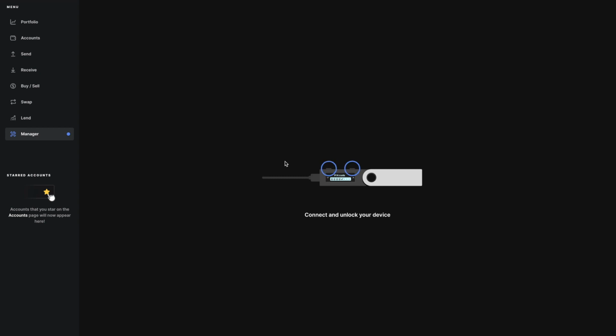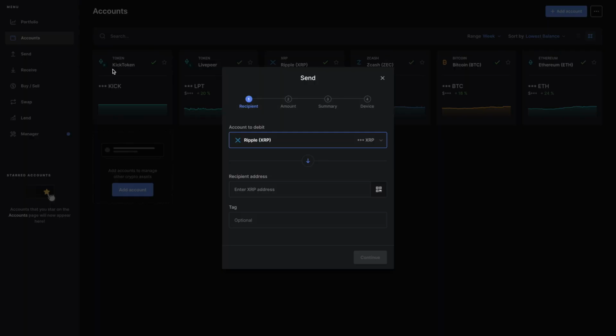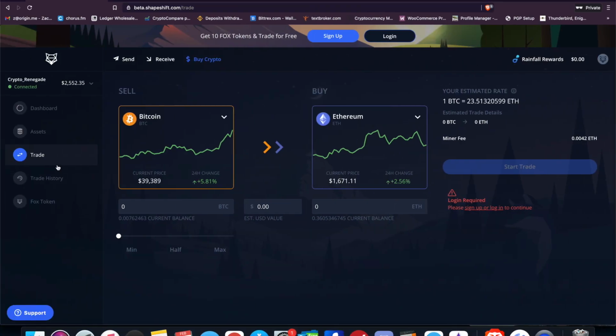I don't have my Ledger device in front of me here, so I can't show you that, but it's pretty straightforward sending, pretty straightforward receiving. This one has multiple steps, and it does require the hardware device, obviously, in order to initiate and sign a transaction. But in this one, there's multiple clicks, multiple steps. It's more of a drawn out process on the sending and receiving part.